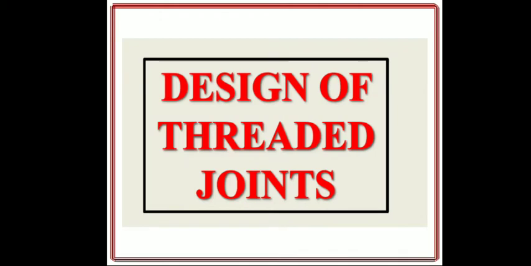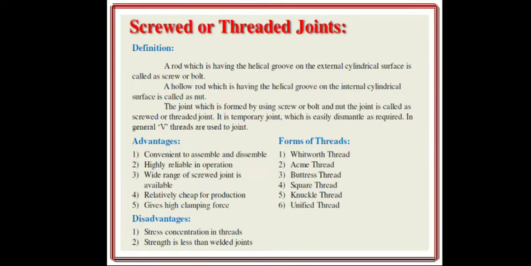Hello, today we'll discuss unit number 5 of the subject Design of Machine Element 1, in which this unit contains the design of threaded joint and welded joint. So firstly we will see the design of threaded joint. We will go with the definition, advantages, disadvantages and various forms of threads. First we will see only the threaded joint or screwed joint. Threaded joint is also called a screwed joint, and the next portion will be the welded joint.